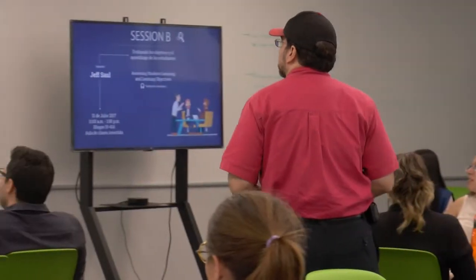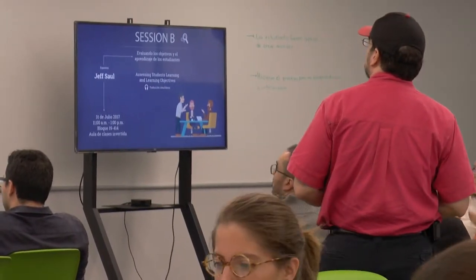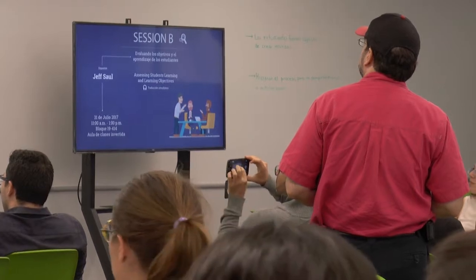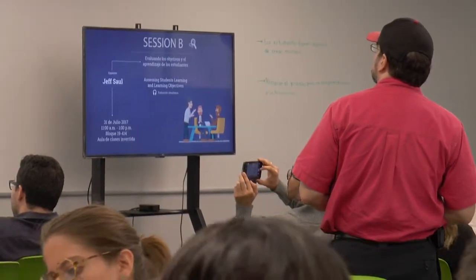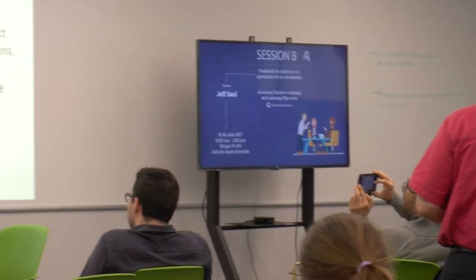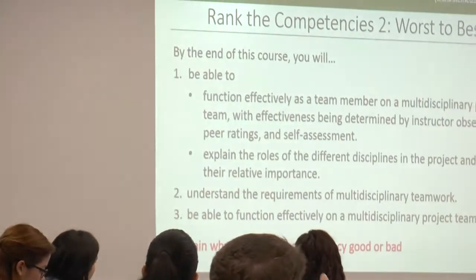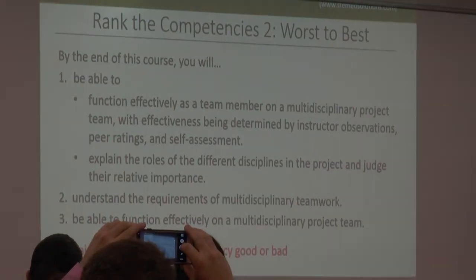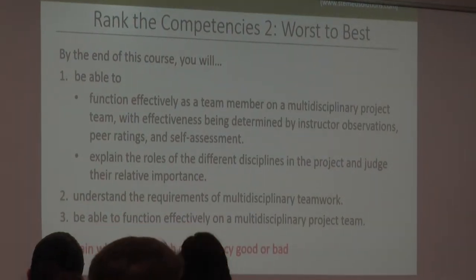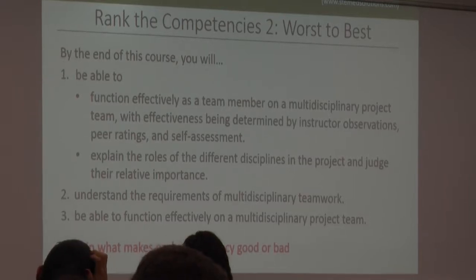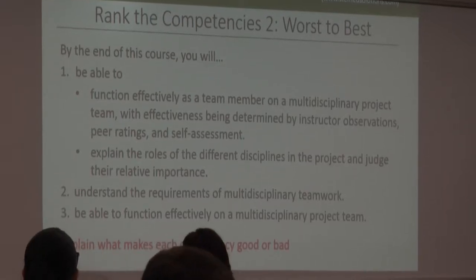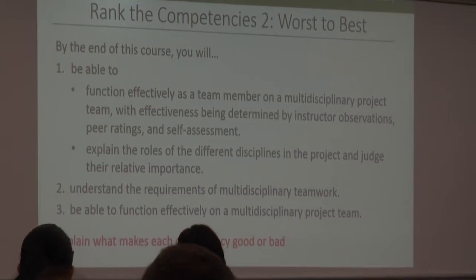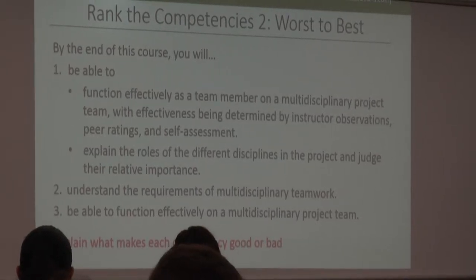Okay. Again. Rank the competencies from worst to best. By the end of this course, you will: Number one, be able to function effectively as a team member on a multidisciplinary project team, with effectiveness being determined by instructor observations, peer ratings, and self-assessment. Explain the roles of the different disciplines in the project and judge their relative importance. And that's the first competence.